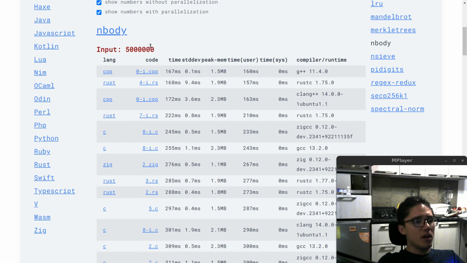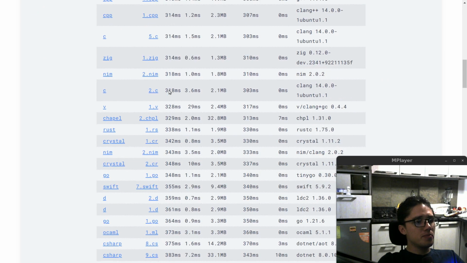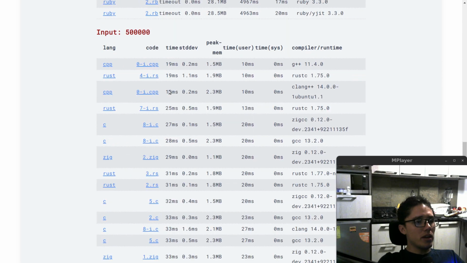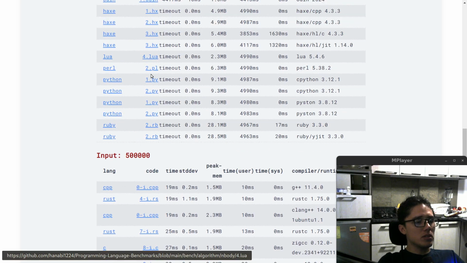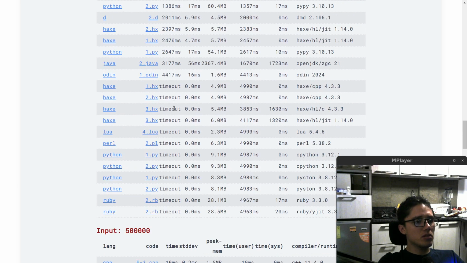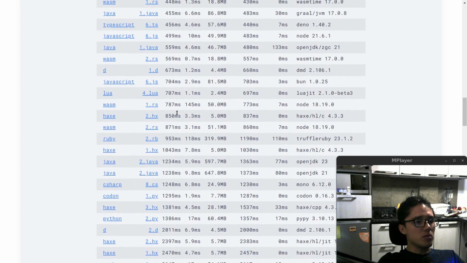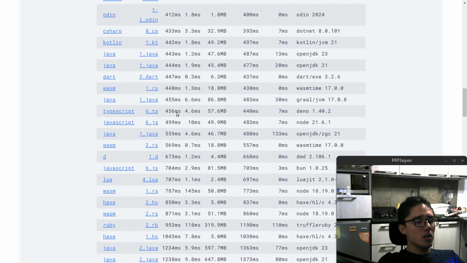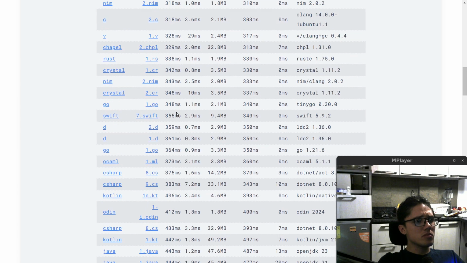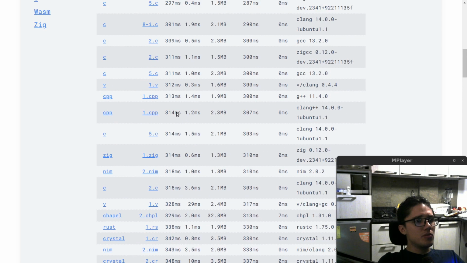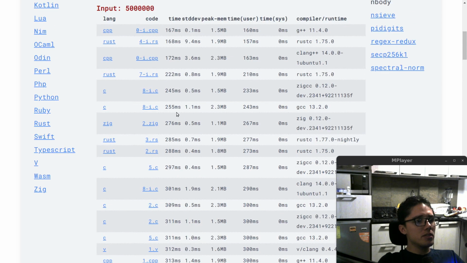So n-body 5 million. We will focus on this table and also on the next one, which is 500,000. Why? Well, because in this table, lots of languages timed out, so they don't have performance numbers. They were too slow to even work well in this benchmark.